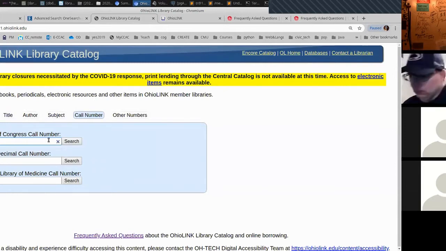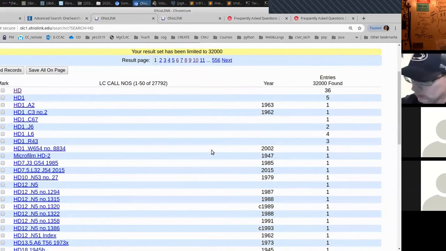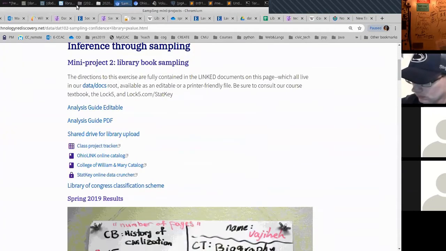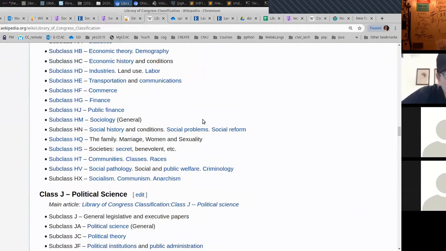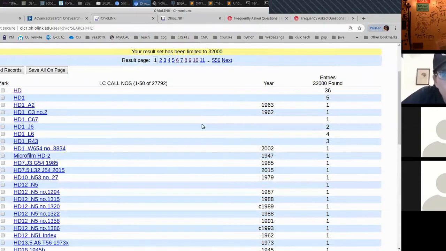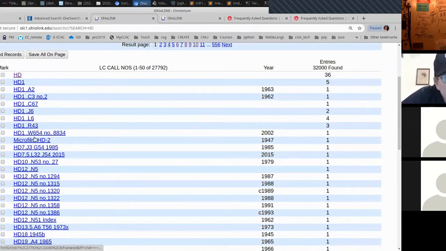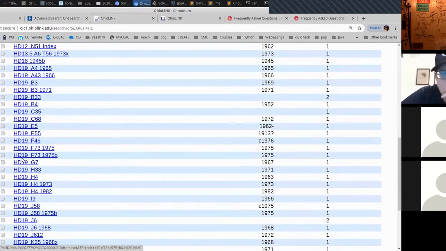So if I do HD and then I search, I get what looks like a pretty good, I get 32,000 results, which you kind of expect from a major prefix for HD, which is, what's it officially classified as? Industry, land use, and labor. So here, each of these is a book, and luckily we're able to categorize it. We can access the books with a link.